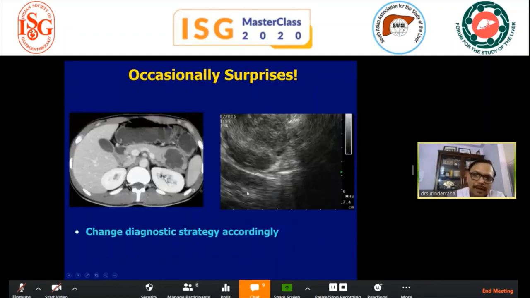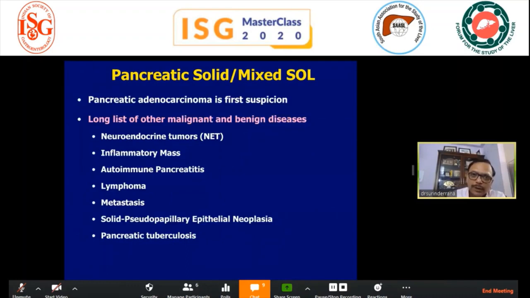Like, for example, here in this patient, you find a well-defined cystic lesion on a CT scan, but when you do an endoscopic ultrasound, you find that it's actually not a cystic lesion, it's a solid lesion. But then if you carefully go back and again look at the CT scan, you find that there are some hyperdense areas. So probably it's a mixed solid cystic lesion on a CT scan. But whenever you encounter such surprises, you should change your diagnostic strategy accordingly. So let's first talk about a solid or a mixed solid cystic SOL, because the approach is similar.